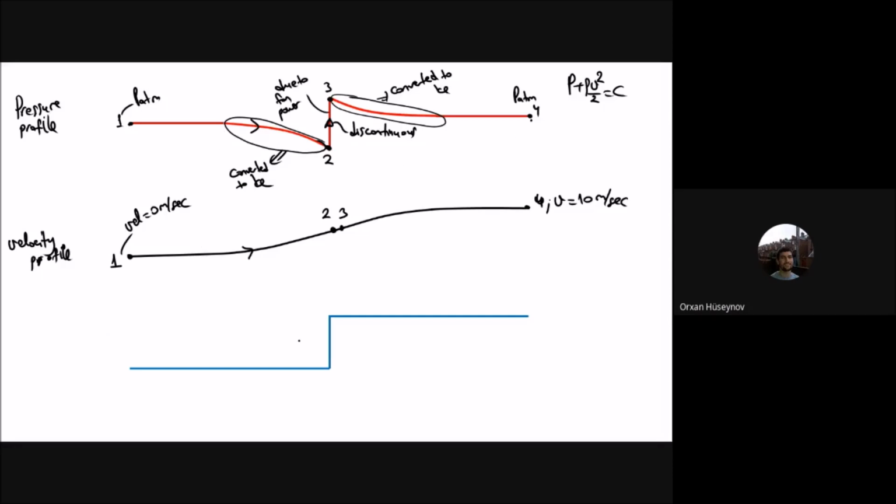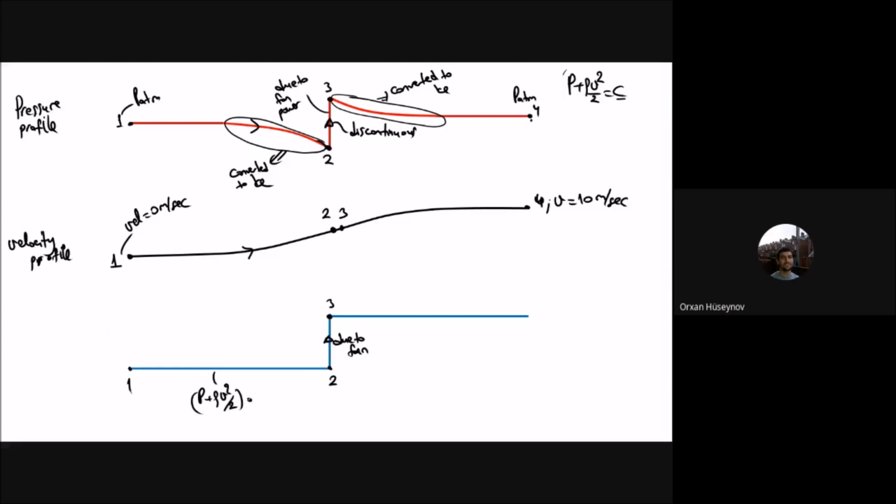Now comes the last profile, which is the sum P plus rho v squared by 2, the constant term. From 1 to 2 it is constant because we don't have any work here. From 2 to 3, P plus rho v squared by 2 changes, it increases again, due to the fan. The fan adds work into this energy.